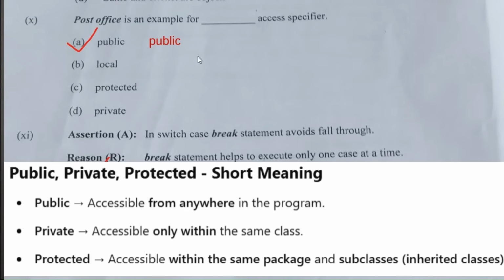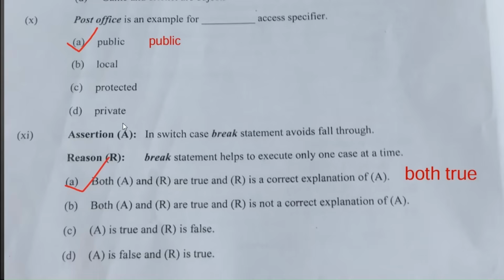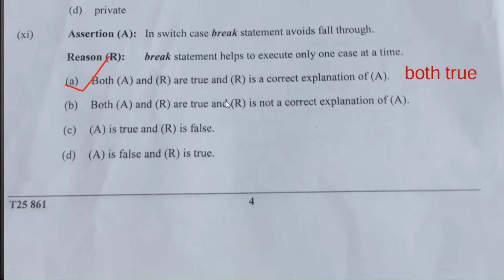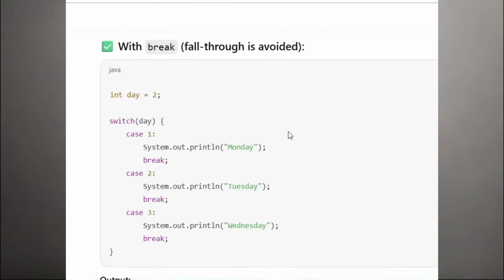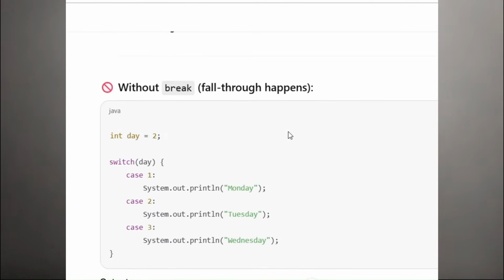Question 11. Assertion and reason in switch case. Assertion: break statement avoids fall-through in a switch case. True. Reason: break statement helps to execute only one case at a time. True. Since the break statement prevents execution from continuing into the next case, both the assertion and reason are correct, and the reason correctly explains the assertion. In Java, the break statement is used in a switch case to prevent fall-through.